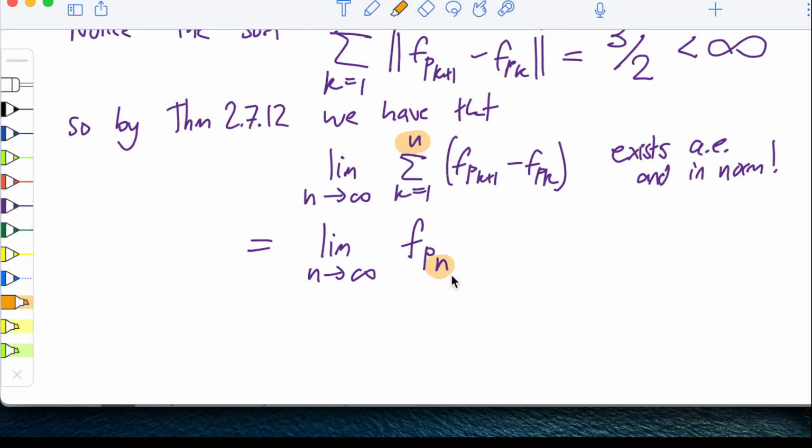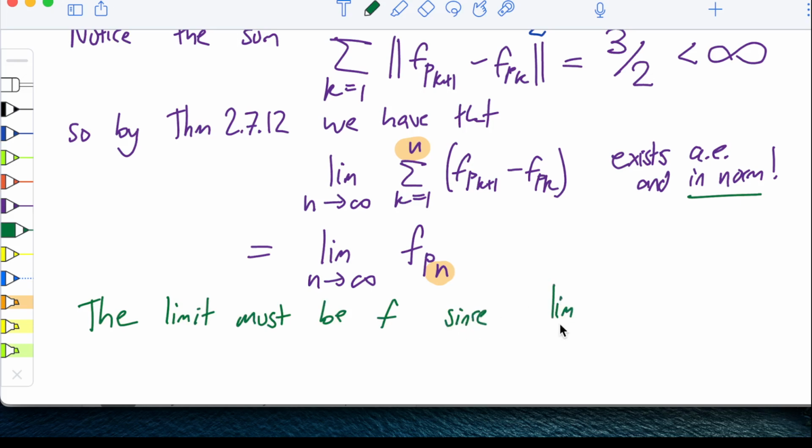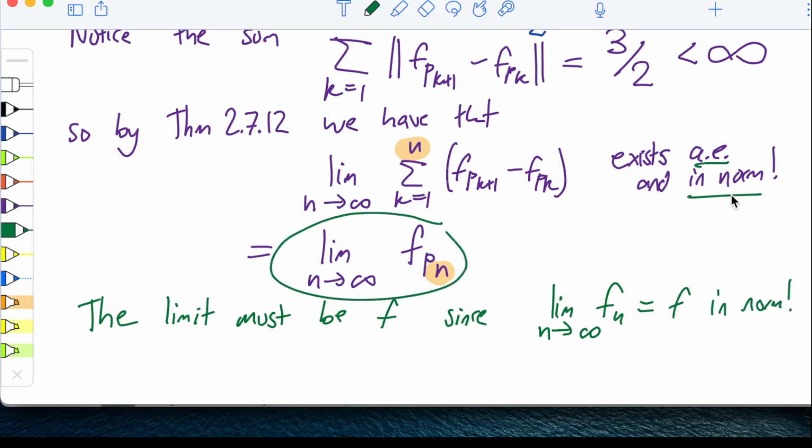Okay, so that limit exists almost everywhere and in norm. Because it exists in norm, the limit must be f, since the limit as n goes to infinity of fn equals f in norm. So the limit of this thing exists almost everywhere and in norm for one function, and we know the limit of the entire sequence was f in norm, and therefore the thing that it must be over here must be f. Okay. So I'll just stop there.